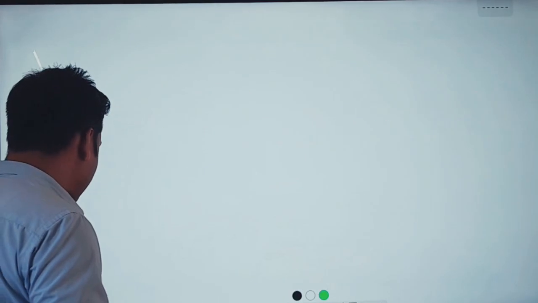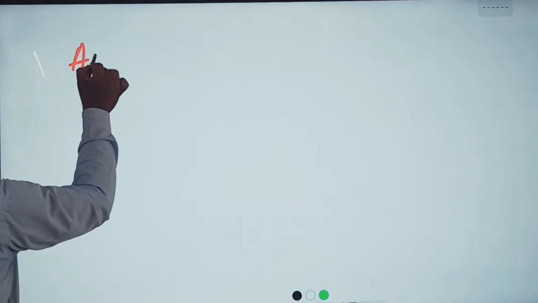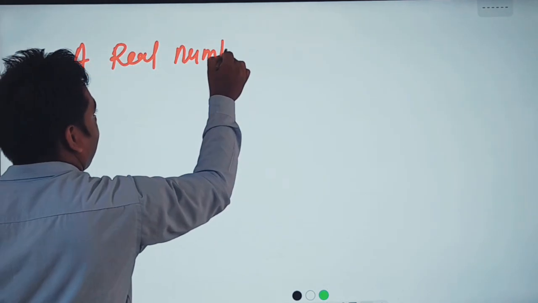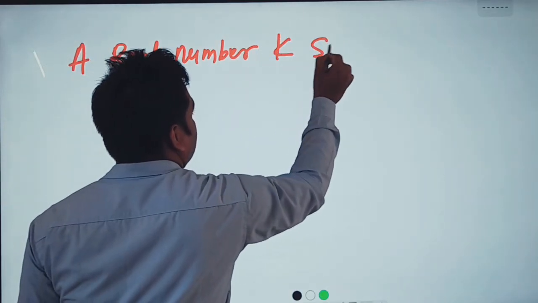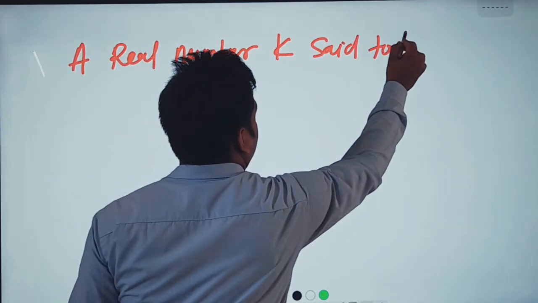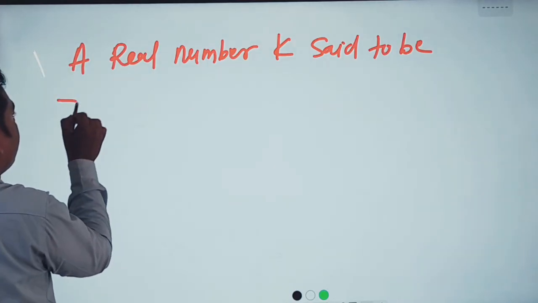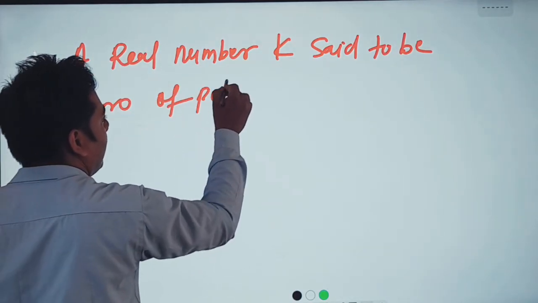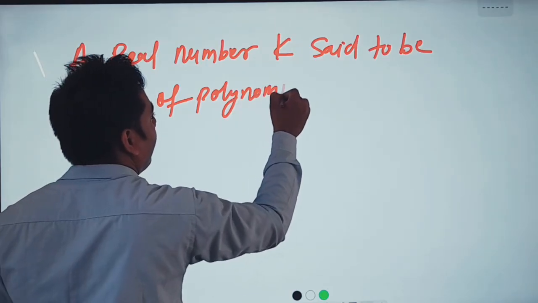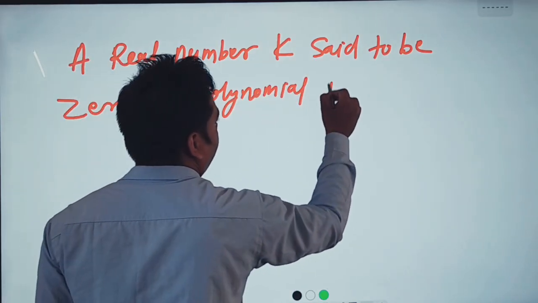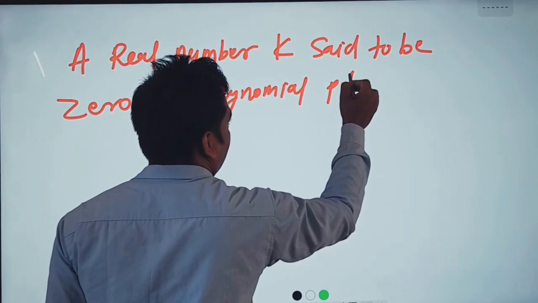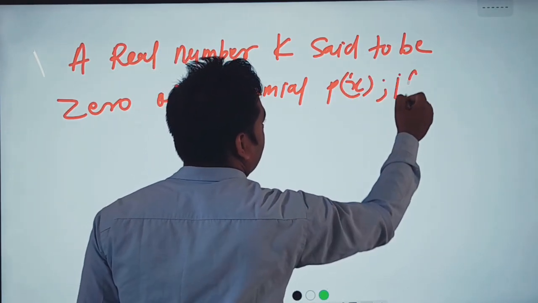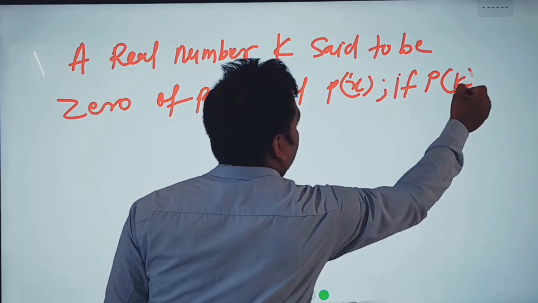Understand? Second definition, a real number k is said to be zero of polynomial p(x) if p(k) is equal to 0.